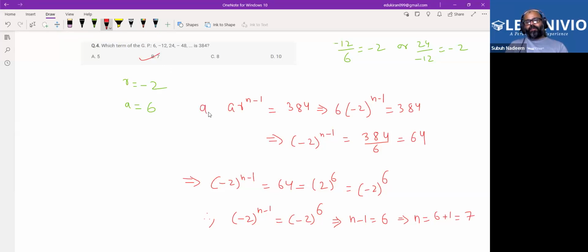This is the nth term, A R to the power n minus 1, which is 384. And we have to find out which term it is. Is it okay? Yes, sir. Please write it down.